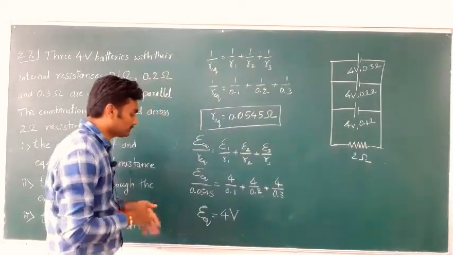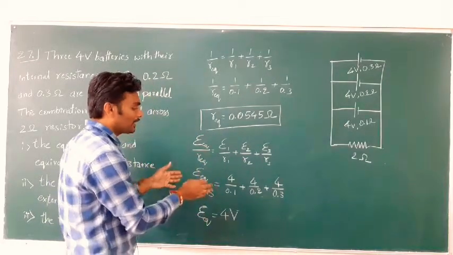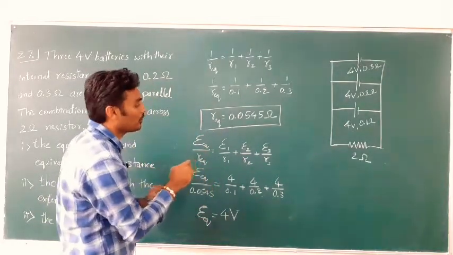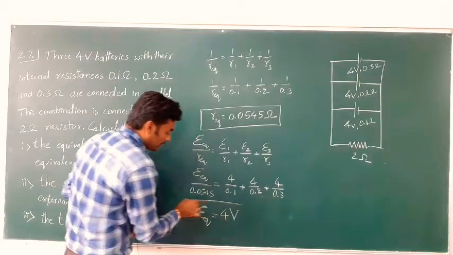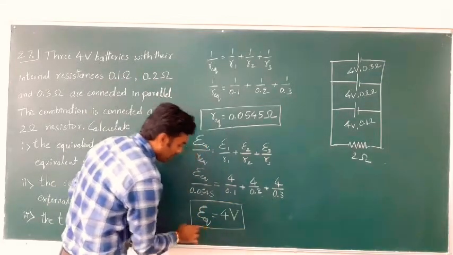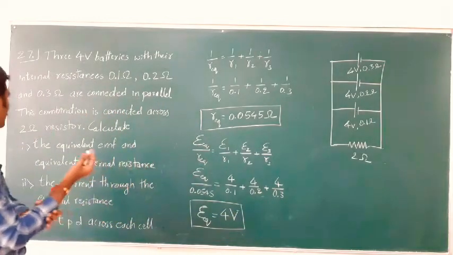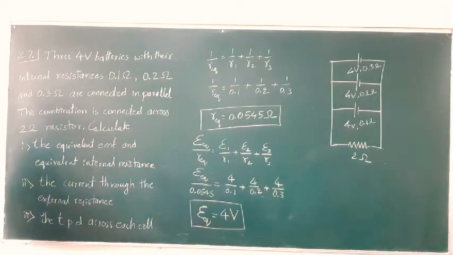So that we knew, okay, we have obtained it. You do the math first, okay? Don't take the condition directly, do the math and obtain the equivalent EMF, which is equal to 4 volt. So the first sub question is answered now.